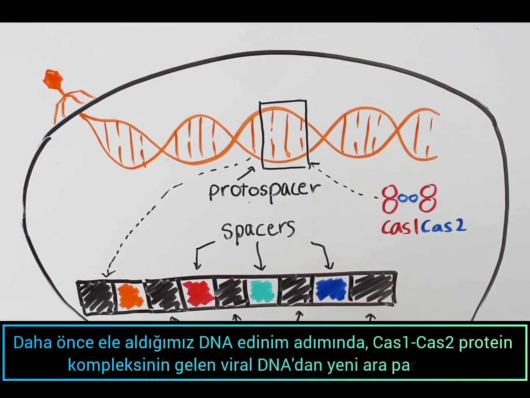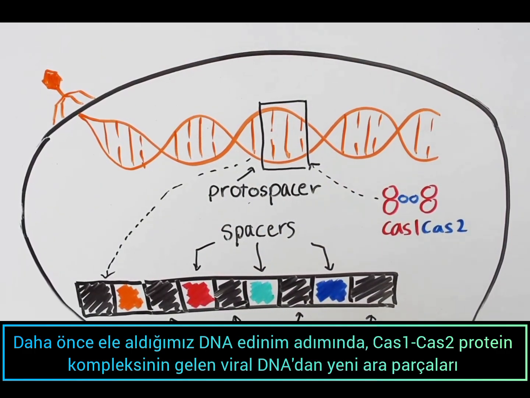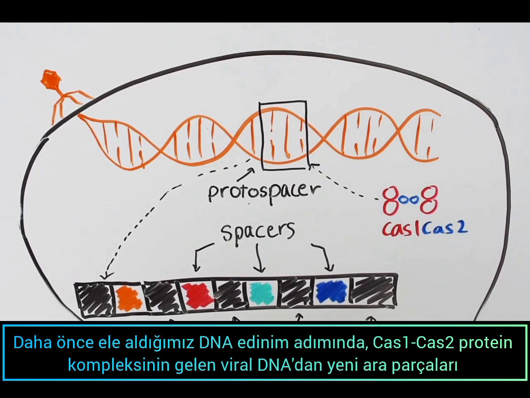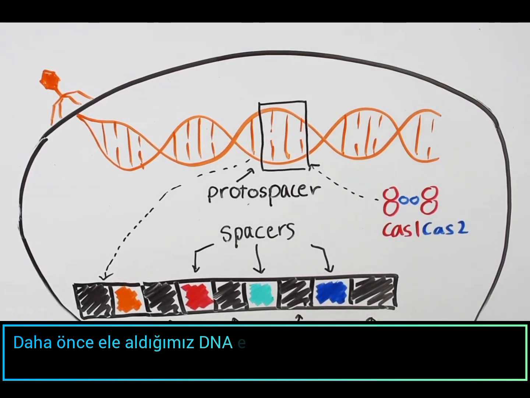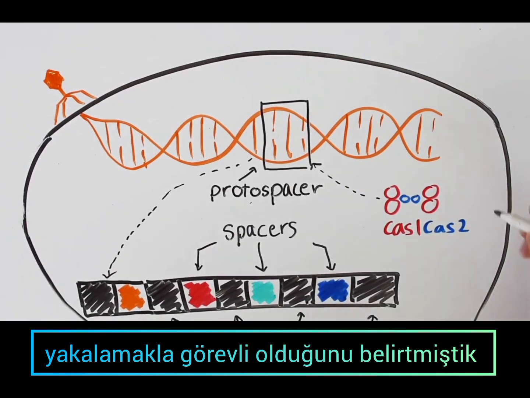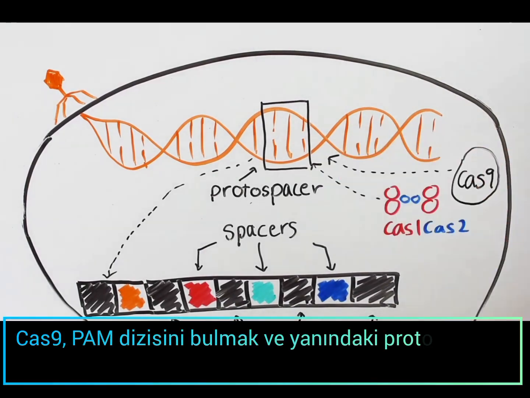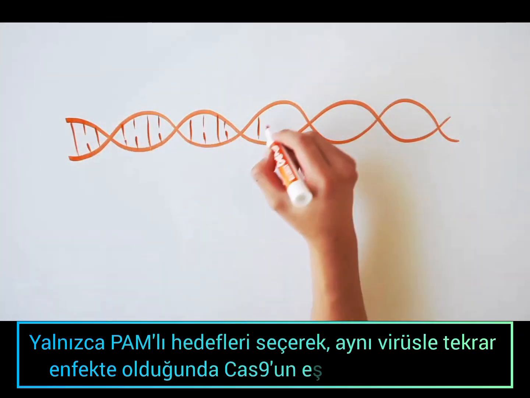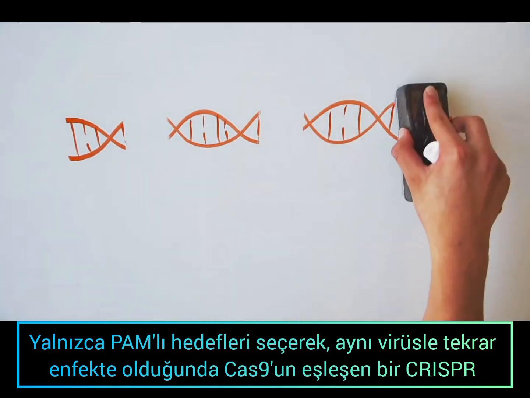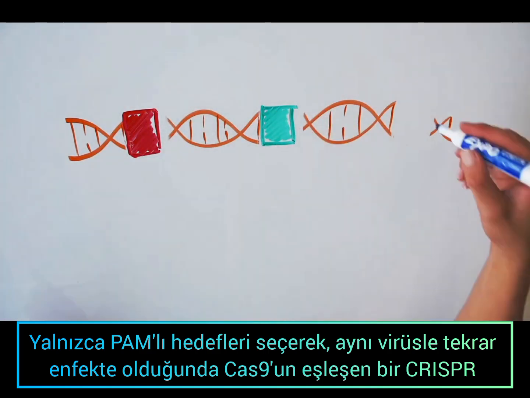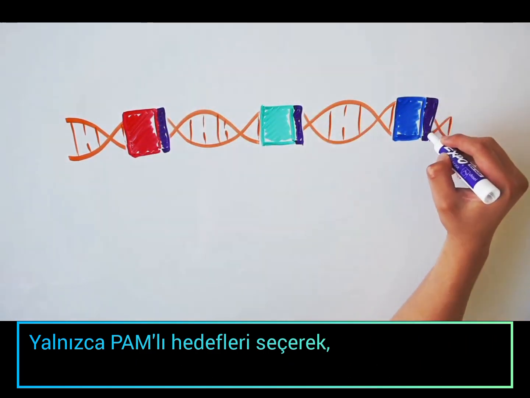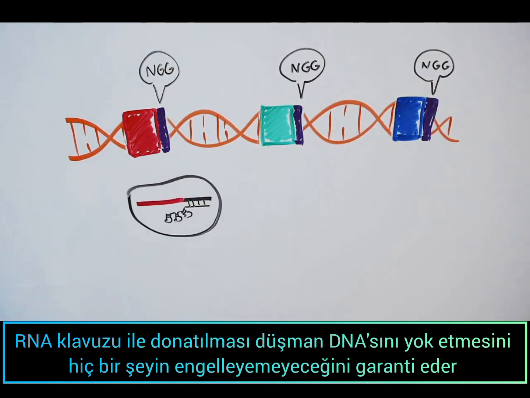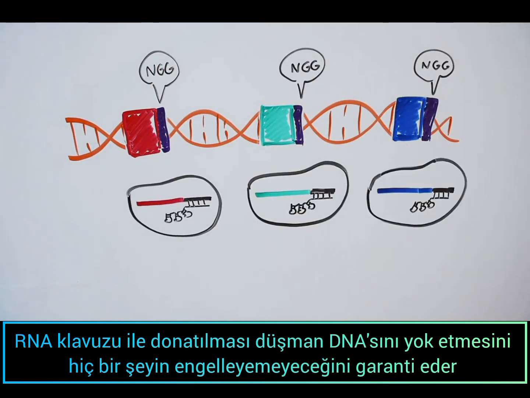In the DNA acquisition step we covered previously, we mentioned that the Cas1-Cas2 protein complex is in charge of capturing new spacers from incoming viral DNA. Cas9 works with Cas1 and Cas2 to find the PAM sequence and remove the protospacer next to it. Only picking targets with PAMs guarantees that when the same virus infects again and Cas9 is armed with a matching CRISPR RNA guide, nothing will stop it from destroying the enemy DNA.